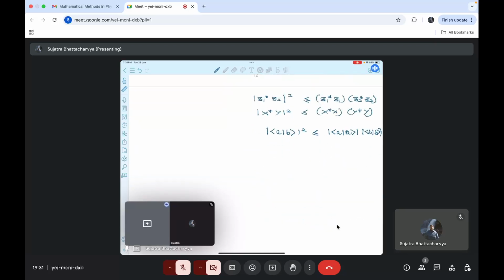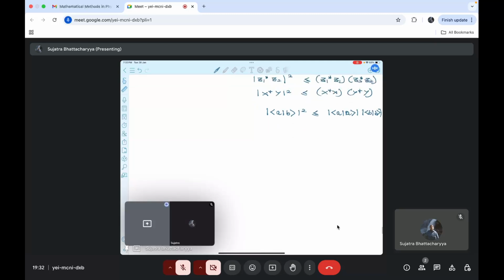And in the assignment, there is a question where you find when this inequality becomes an equality. I will not show that right now. Let the students do it. After that, I will show it during the solving.